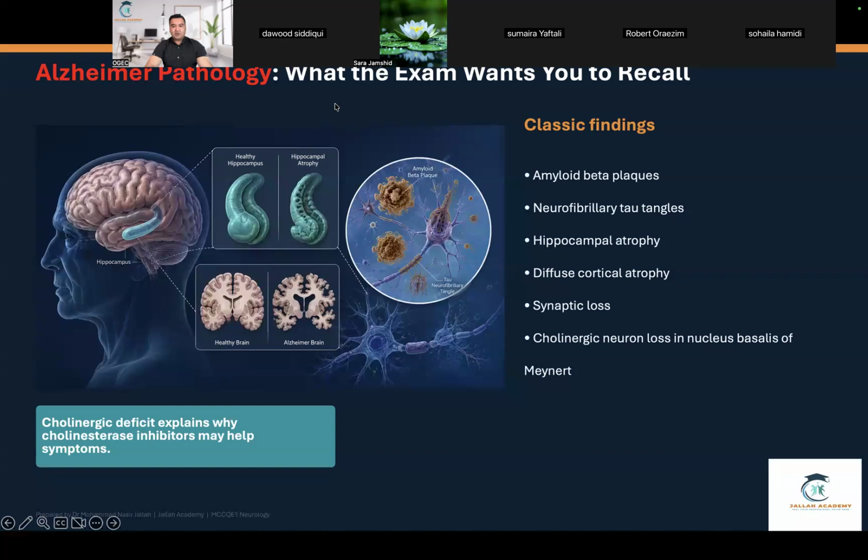So in terms of pathology, unfortunately, you need to memorize this. It's a little bit hard, but it will definitely be in the exam. I'm not saying definitely, but they love to test this and ask you what is the classic finding in terms of pathology in Alzheimer? Amyloid beta plaques, neurofibrillary tau tangles. I have seen these two very commonly. Hippocampal atrophy, I have seen it. Diffuse cortical atrophy, synaptic loss, and this one. Cholinergic deficit explains why cholinesterase inhibitors may help the symptoms.